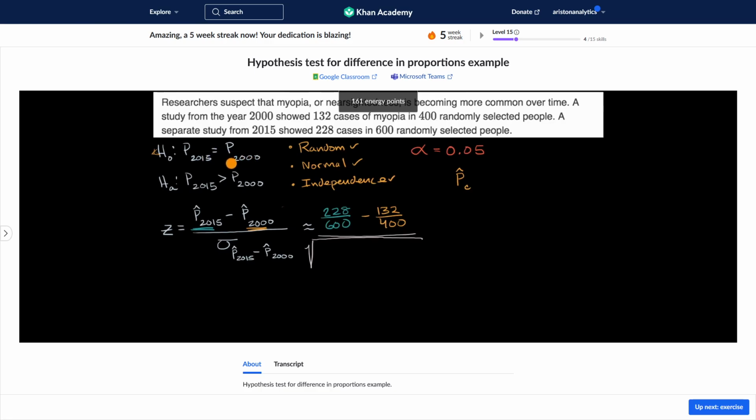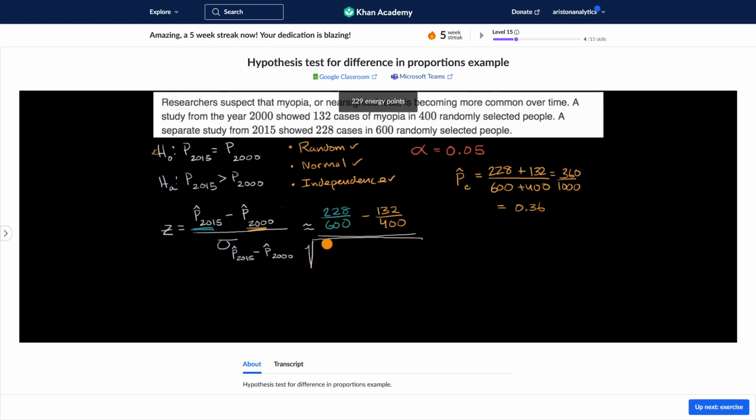The reason why we use the combined proportion, we've talked about this in previous videos, is remember, when we do our hypothesis test, we assume that our null hypothesis is true. And if our null hypothesis is true, there's no difference between the proportions in 2015 and 2000. And so to get a better estimate of the true proportion, well, we should just add up our samples. So our sample size would be 600 plus 400, and the number of cases of myopia would be 228 plus 132, which would get us to 360 over 1,000, which is equal to 0.36. We could write that as p hat sub c.